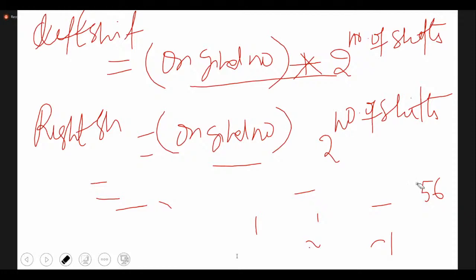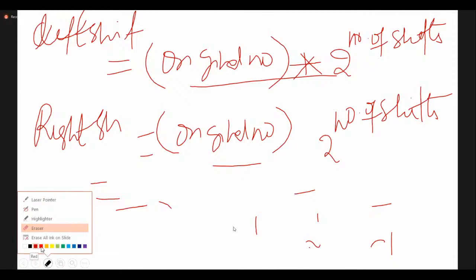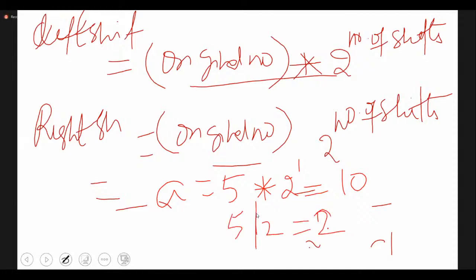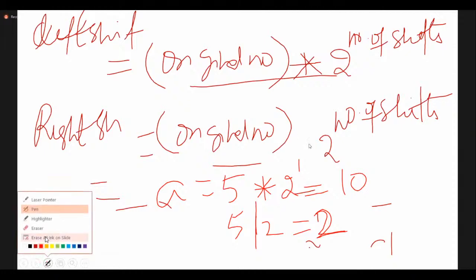In the previous example we did 5. When A was 5, what is the answer you got? When A value is 5, when I did left shift, I got 10. So 5 into 2 power 1, you get the answer as how much? 10. Now when you divide 5 by 2, you get the quotient as how much? 2. The same thing you got, right? So whenever a number is given, better you do it like that.